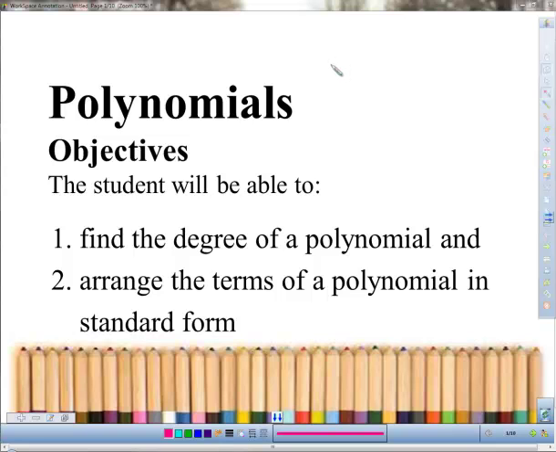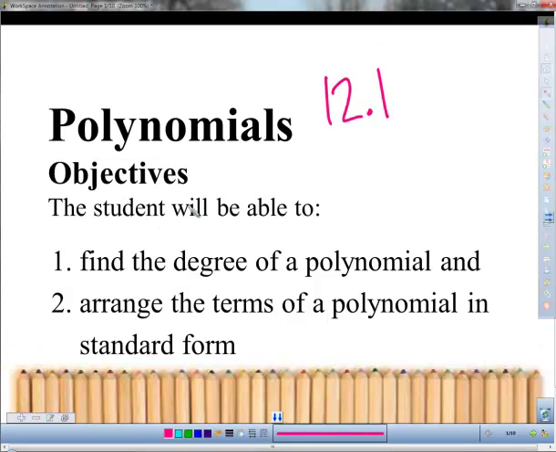Go ahead and get out your Cornell notes. Title it Polynomials, video 12.1. So the objective of this video is you'll be able to find the degree of a polynomial and arrange the terms of a polynomial in standard form.